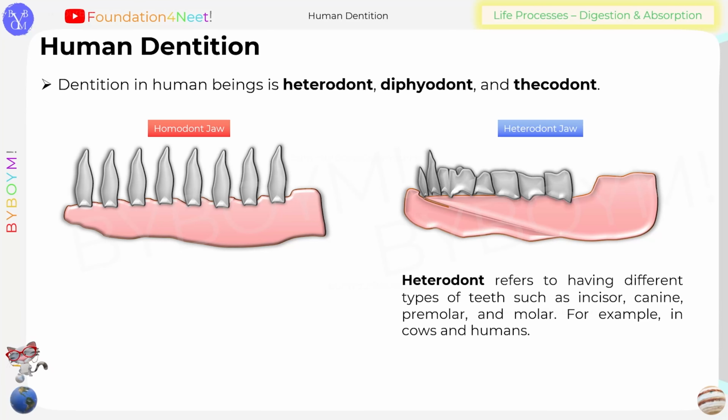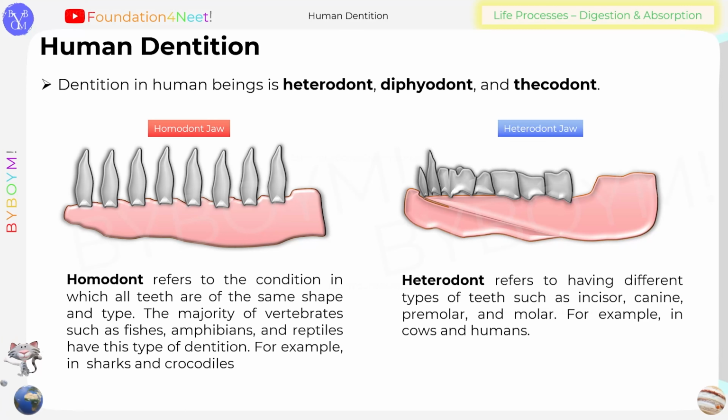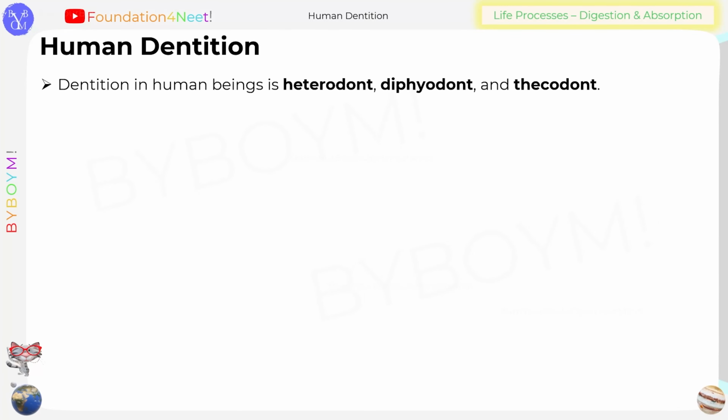So in this type of dentition, all the teeth are of the same shape and type. The majority of vertebrates such as fishes, amphibians and reptiles have this type of dentition. For a particular example, you can say sharks and crocodiles have this type of dentition.